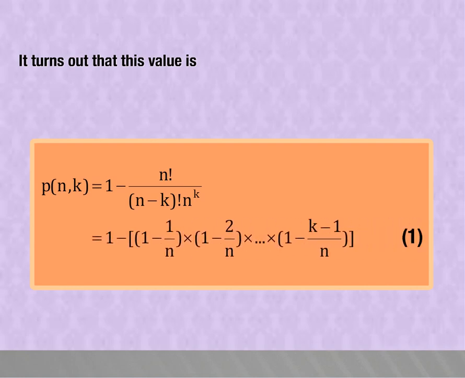It turns out that this value is P(n, k) = 1 - n! / ((n - k)! n^k) = 1 - [(1 - 1/n)(1 - 2/n) and so on up to (1 - (k-1)/n)].